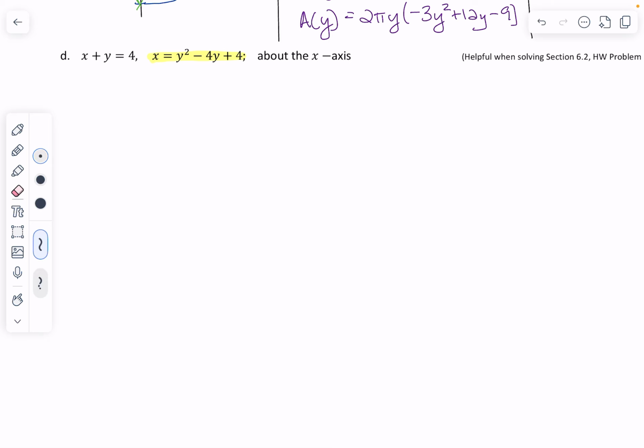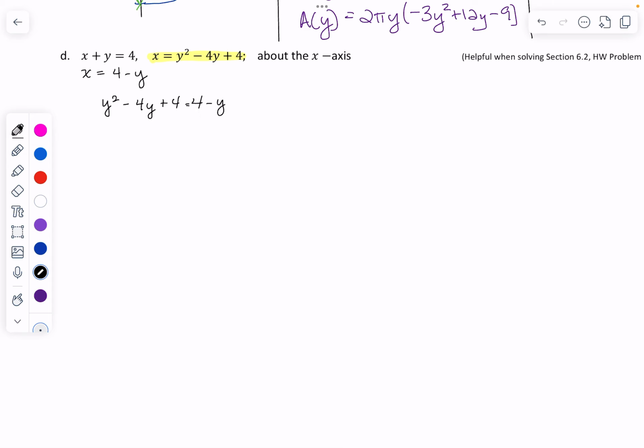So let's get the second one in terms of y also. I'm going to say this is equal to x equals 4 minus y. All right, now they're both in the same terms. I'm going to go ahead and find my common points. I'm going to set them equal to each other. I'm going to have y squared minus 4y plus 4 is equal to 4 minus y.